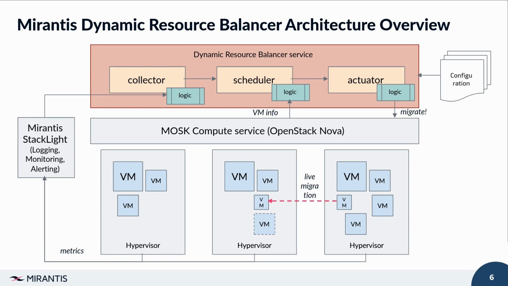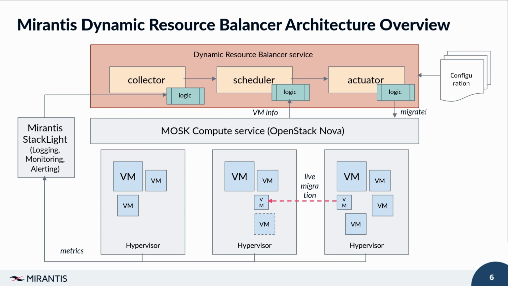We'll talk about migration later. In addition, this scheduler service talks to the OpenStack Compute, or OpenStack Nova, as it is called, service, to its API to get additional information about the virtual machines, such as metadata. This metadata is used to make more precise decisions about moving the VMs around.